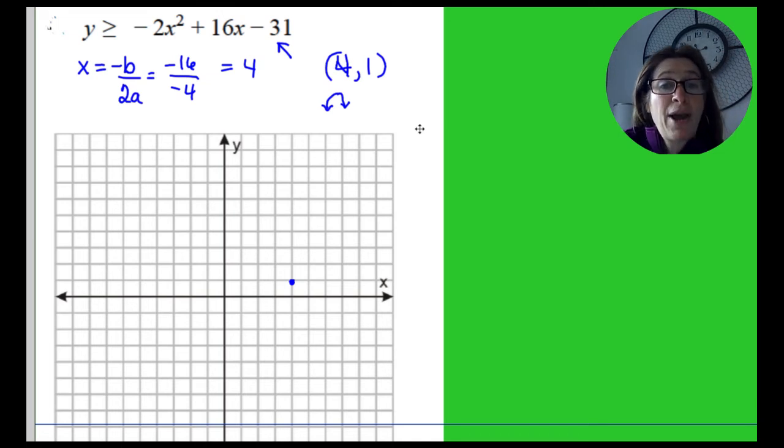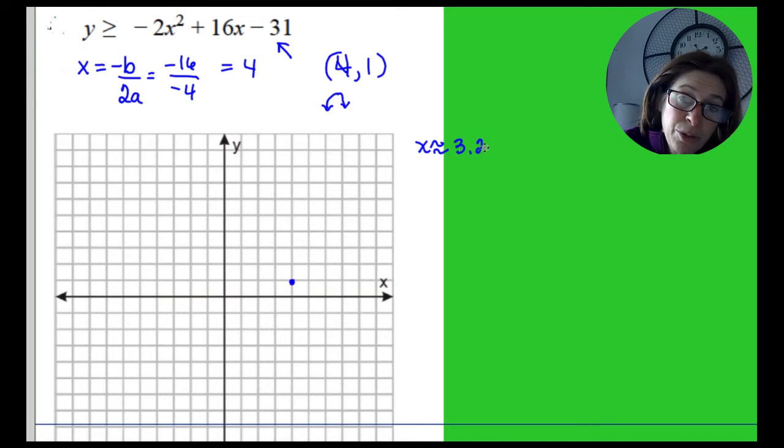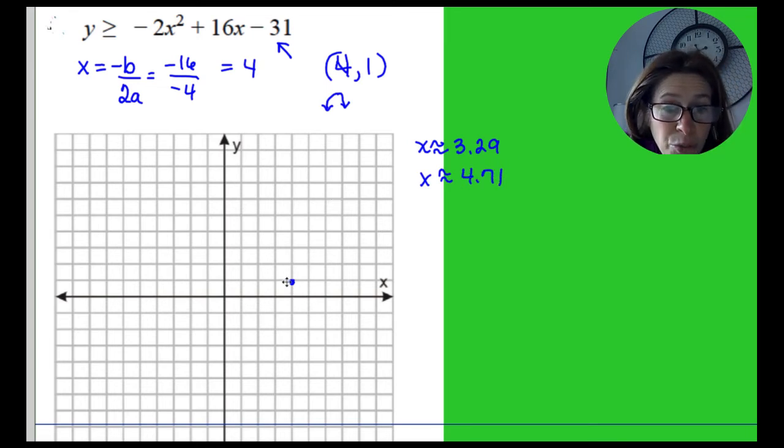So you use the quadratic formula to find your x-intercepts. I already did that for us, and they were approximately, because they were irrational, 3.29 and 4.71. So I'm going to graph those. 3.29 was right about here. 4.71 was right about here. And so I have a parabola looking like that. I'm going to go off the graph here.